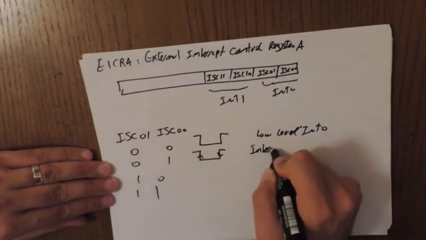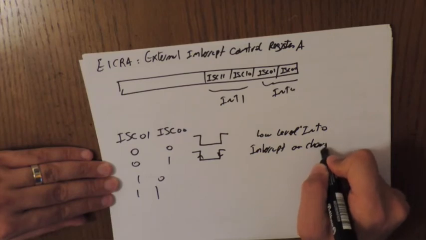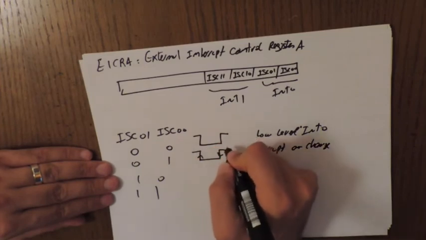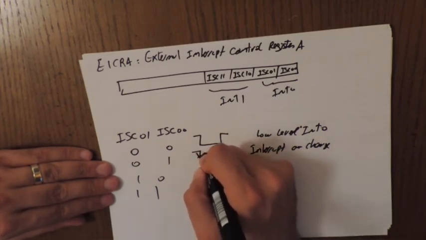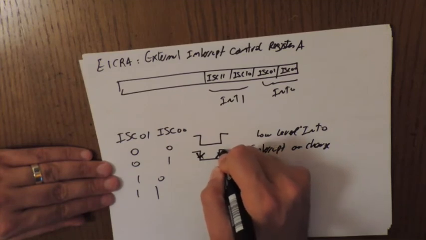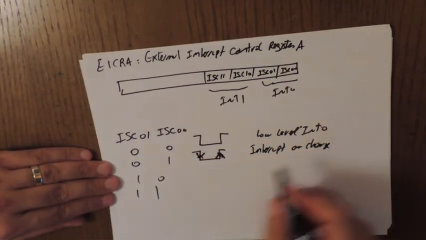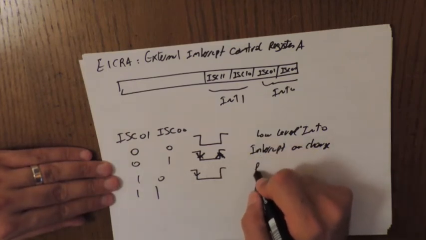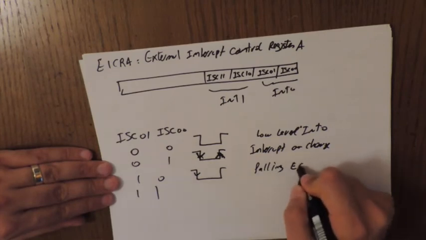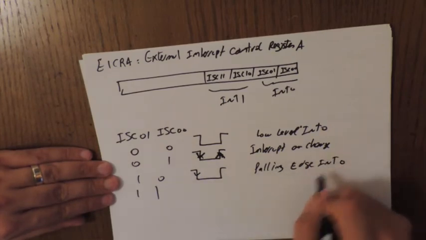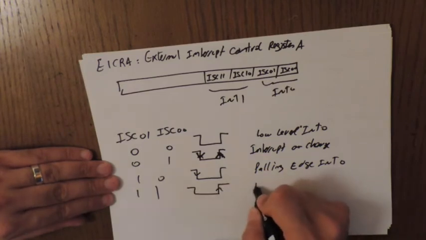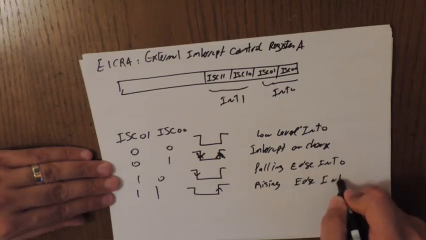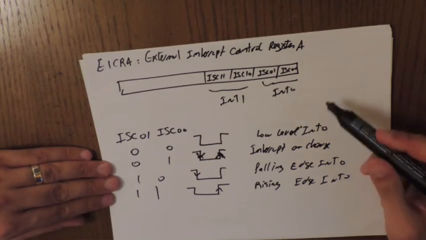So interrupt on change. Whenever it changes, whenever I have a downward or an upward edge, then I have interrupt on change. I can have interrupt on falling edge. This is falling edge INT0, and I have also one for the rising edge INT0.